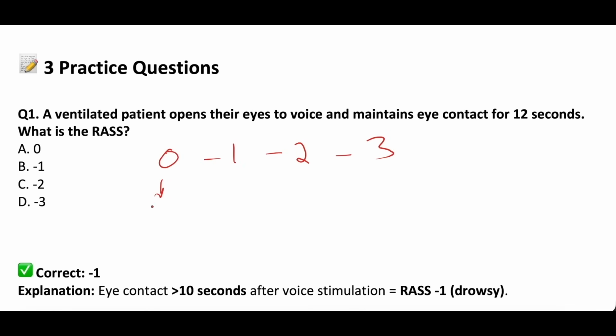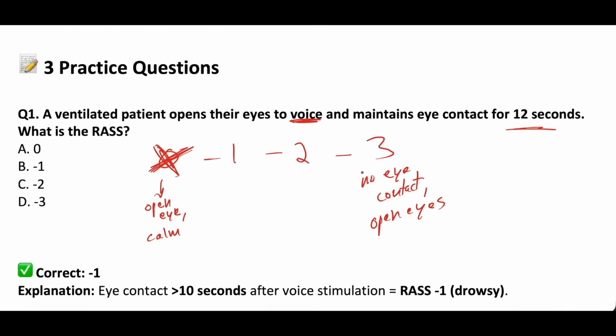0 is the patient is spontaneously opening eyes, they're maintaining eye contact, they're calm. So this patient opened eyes to voice, so they're not 0, right? Because at 0, you don't open eyes to voice, you spontaneously open eyes. Now let's go to -3. -3, we said, is you make no eye contact, but you do open eyes to voice. So that patient, when you say, hey, look at me, you don't make eye contact, but you do open eyes to voice. This patient opened eyes to voice and maintained eye contact for 12 seconds, so it's not -3. So then we're at -1 and -2.